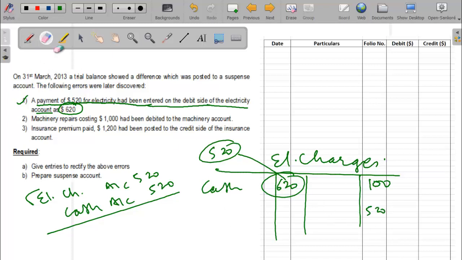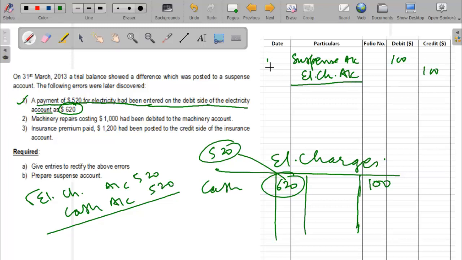So to rectify this account, we have to credit the electricity charges account with the extra amount. So see the entry. Electricity charges account will be credited. And which account will be debited? Suspense account. Suspense account will be debited with 100 and electricity charges account will be credited with 100. So this is the first error. This is the rectification of the first error. Now next error.